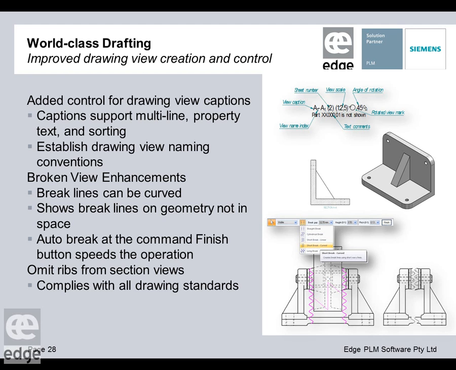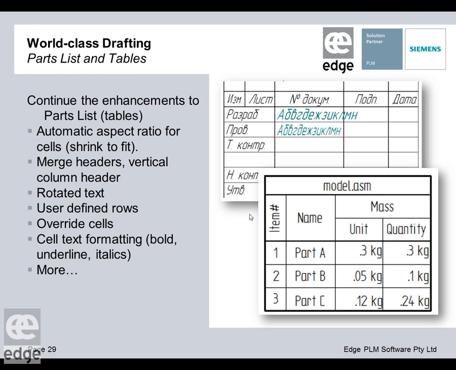You can omit ribs from section views. So in this, there's a section through here, but the rib doesn't get sectioned. That actually sounds very simple, but it's quite difficult to do.